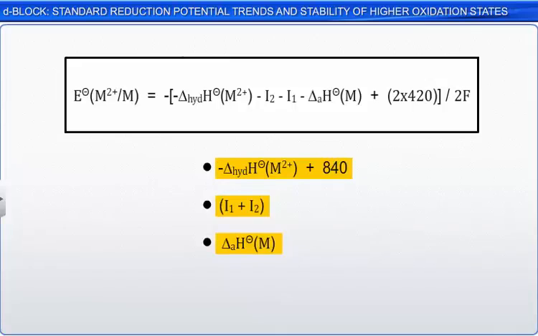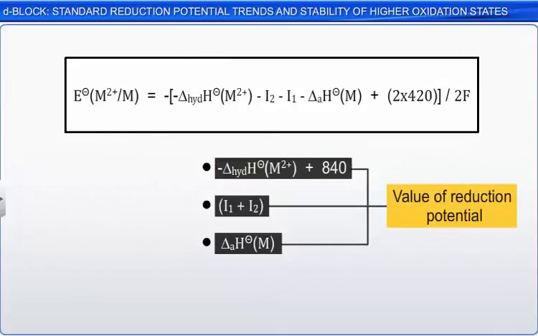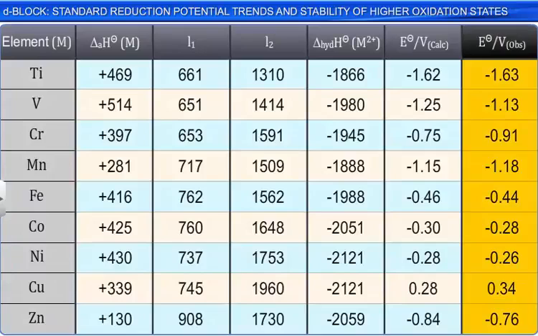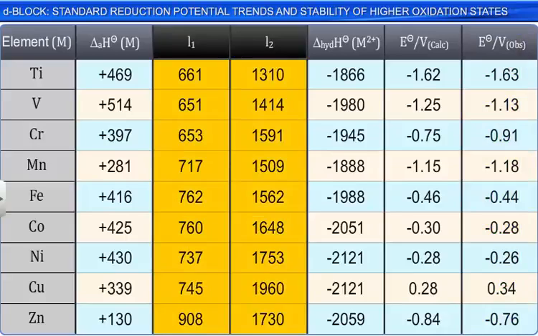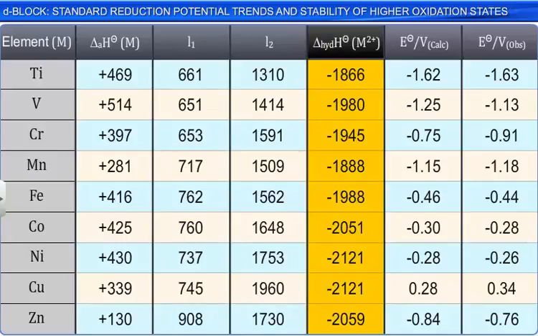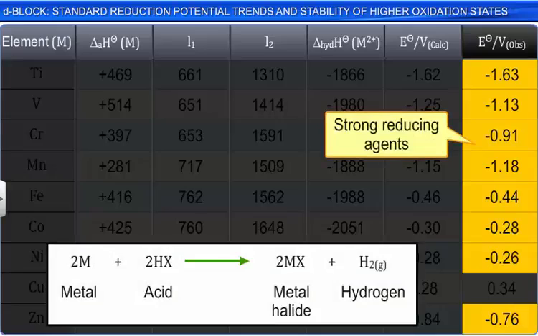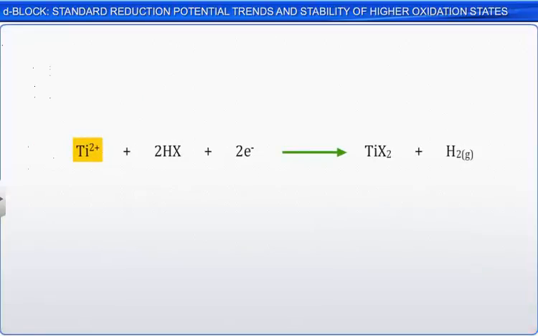The irregularity in the variation of electrode potentials is due to the irregular variation of the ionization enthalpies and also the hydration energies of the divalent ions of these elements. All those elements with negative reduction potentials act as strong reducing agents and liberate hydrogen from dilute acids. For example, titanium 2+, vanadium 2+, and chromium 2+ ions act as strong reducing agents and liberate hydrogen from a dilute acid, as shown in the equations here.